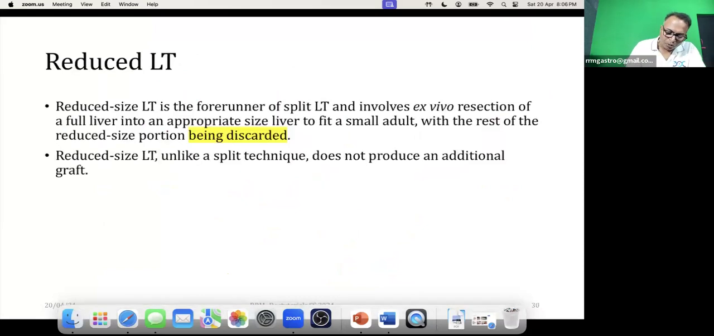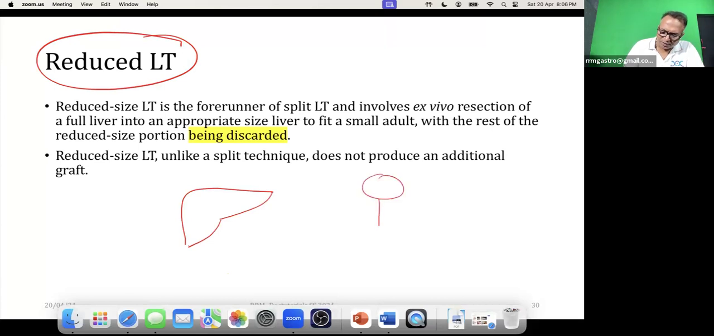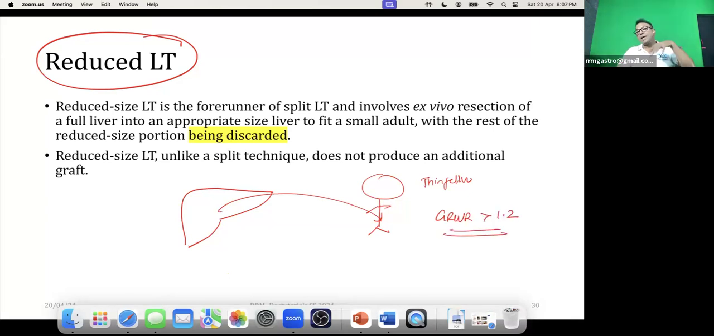Okay. Reduced liver transplant. What is this new concept of reduced liver transplant? Now I have one liver. This liver is going to go to this small fellow. This is a thin fellow. This liver I cannot keep inside him because he is very small. This GRWR will become more than 1.2. You should not keep a big liver also. Please remember, you should not keep a big liver also.